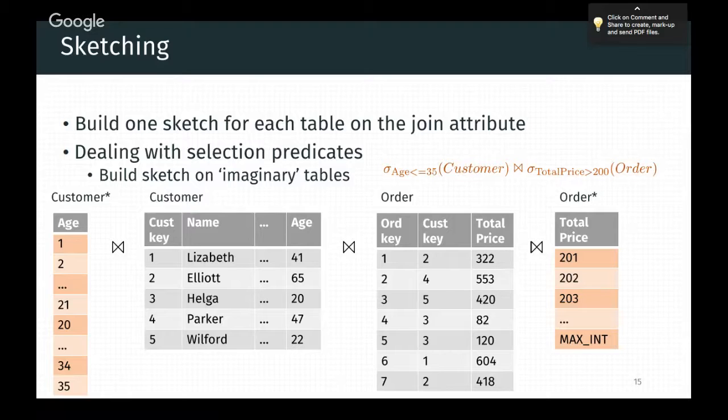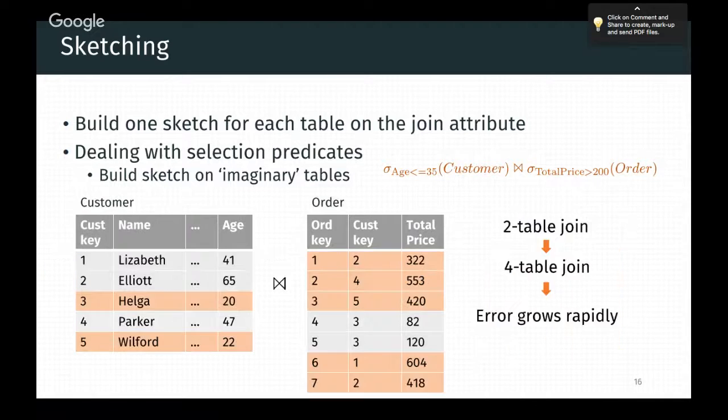They treat this problem as a four-table join. So the two-table join problem becomes a four-table join problem when two predicates are given at query time. And then the error grows rapidly in this case.